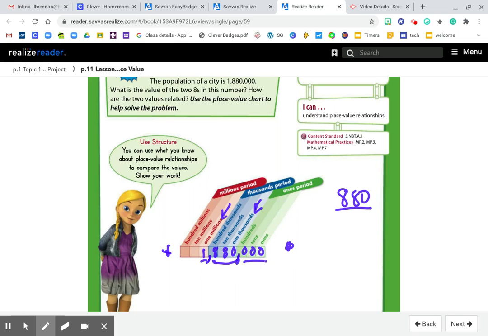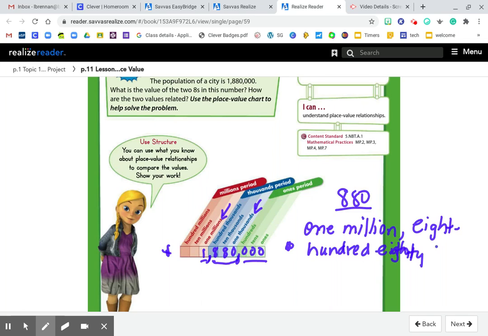So if I was to write that in written form, I would write 1 million. Sorry, I'm going into cursive there. 1 million, and we put a comma, and we would say 880 thousand. Spell that right. That's how we would say it in written form or word form. You'll see it either called word form or written form.